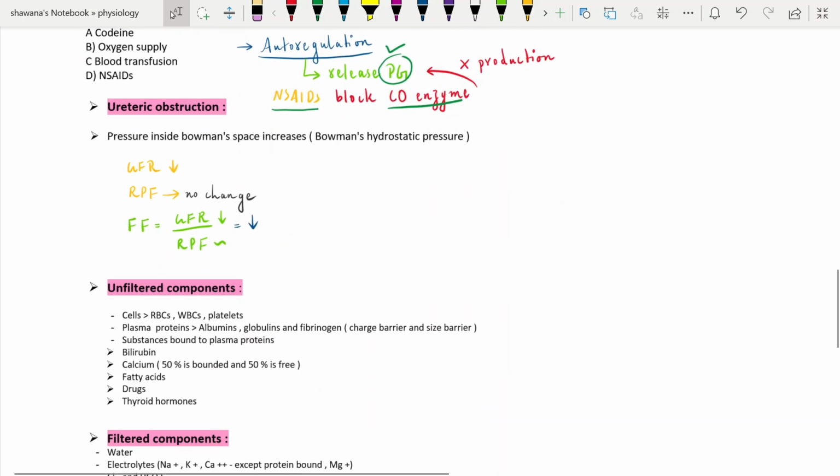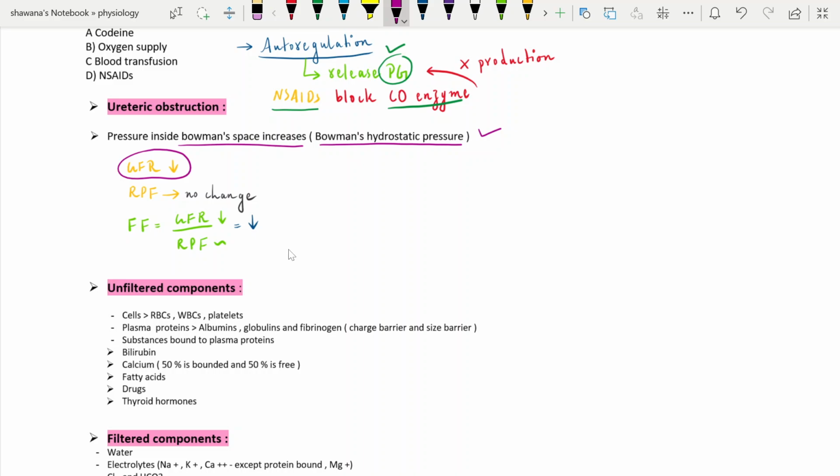The last point I need to mention here is ureteric obstruction. If there is any obstruction or stone, or a condition like urolithiasis in the urinary tract, it can be either in the ureters, urinary bladder, or even in the urethra. The pressure inside the Bowman space will increase, and it will increase the Bowman's hydrostatic pressure. The pressure builds up in the nephron, in the Bowman's capsule, and it will decrease the GFR because the Bowman's hydrostatic pressure is an opposing force of filtration.